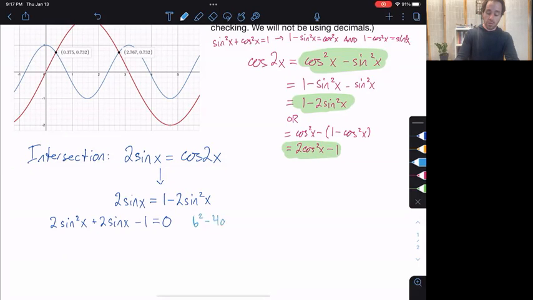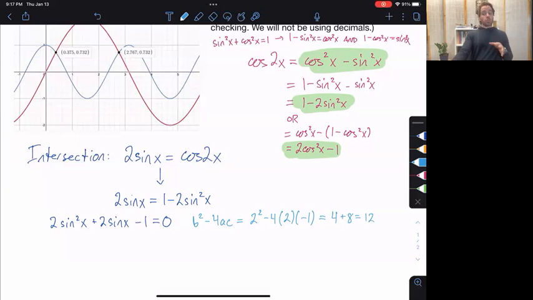So b squared minus 4ac is 2 squared minus 4 times 2 times negative 1. 2 squared is 4, of course. And then this is minus 4 times 2, which is 8, and then times negative 1, which turns into plus. 4 plus 8, which is 12. Now, everybody and his brother knows that 12 is not a perfect square. That means that if I try to factor this equation, I'm out of luck. So the only thing I can do is use the quadratic formula.